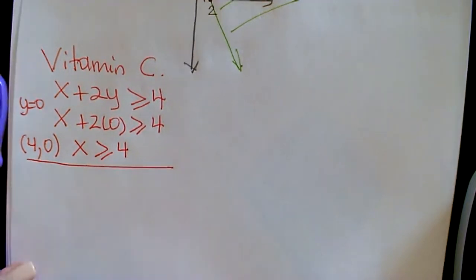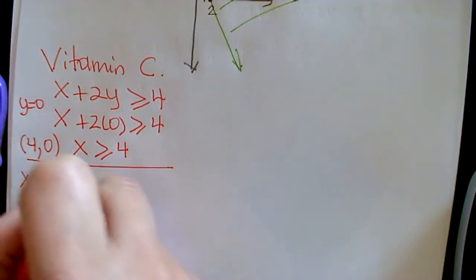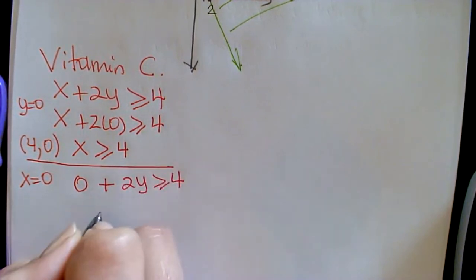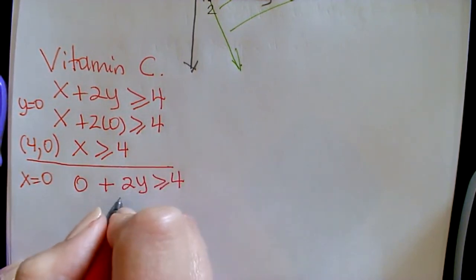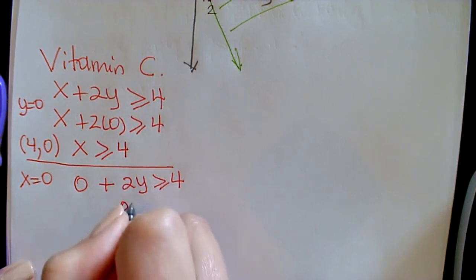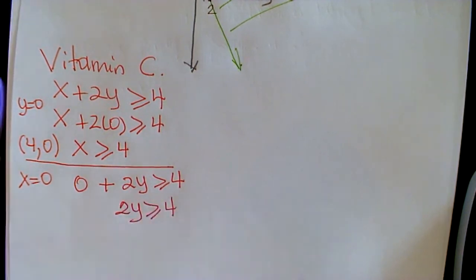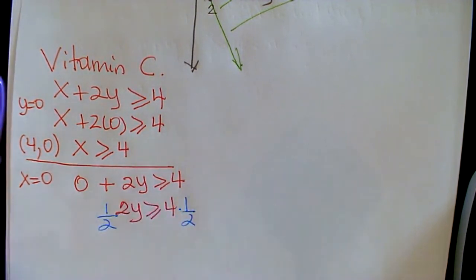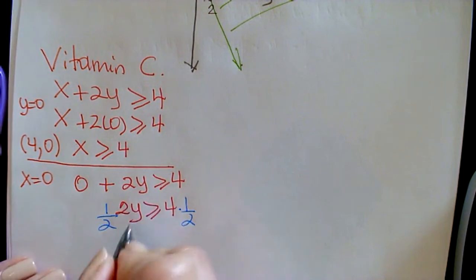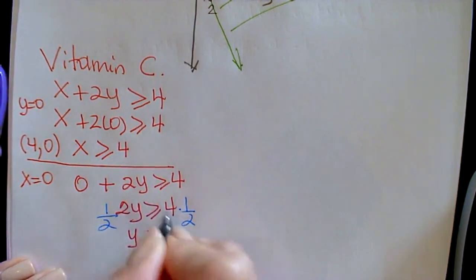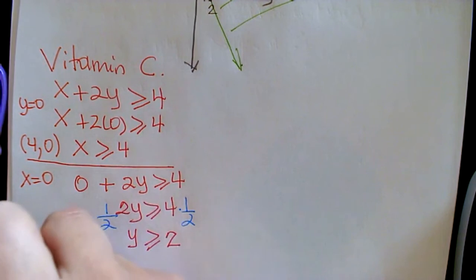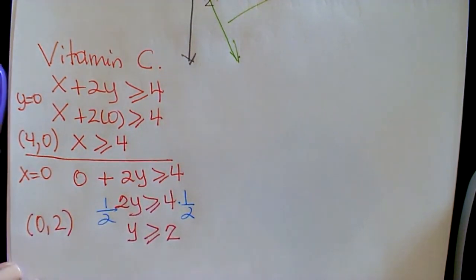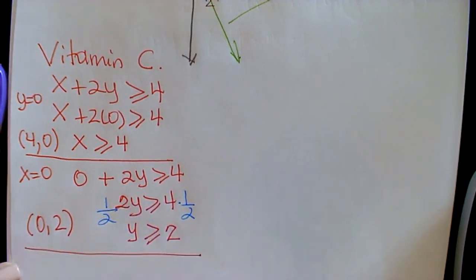Now let's do the other one. When x is equal to 0, we have 0 plus 2y greater than 4. Right? So what do we get here? We get 2y greater than 4. And we are going to make a 1 by multiplying by the reciprocal of 2. So 4 divided by 2 is 2. So there we go. We got another point, 0, comma 2. Okay.